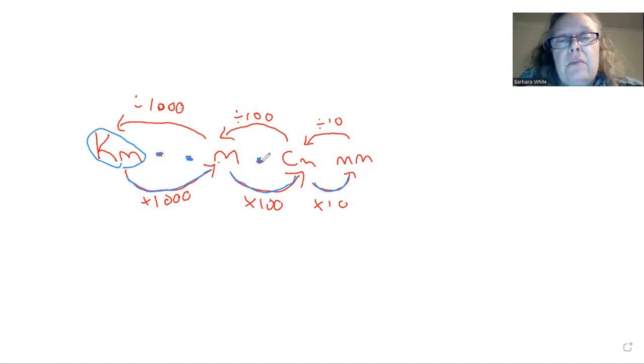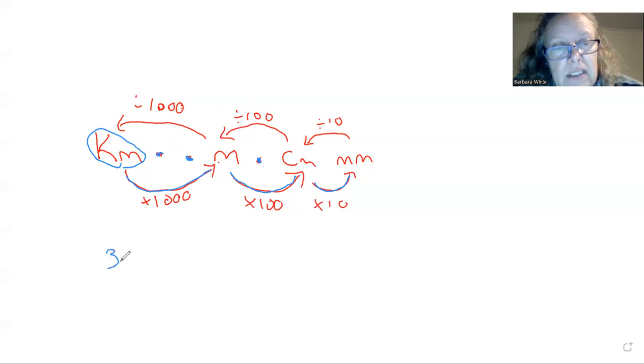But I like to have them there because then I remember for every dot, for every unit, I just multiply or divide by 10. And then I just move my decimal point 1 space for every unit. But we can do it this way. Let's start with the question.